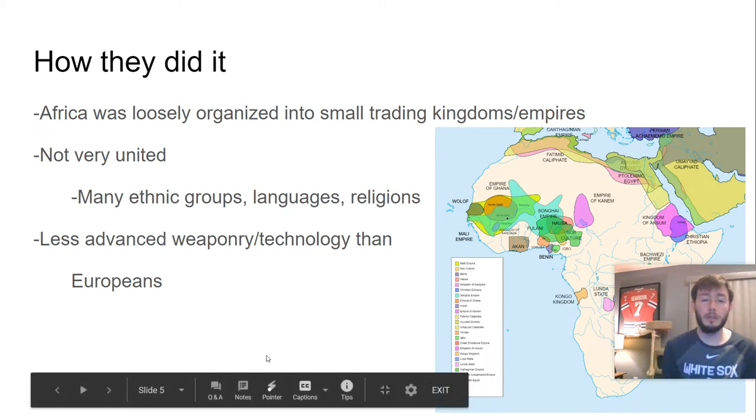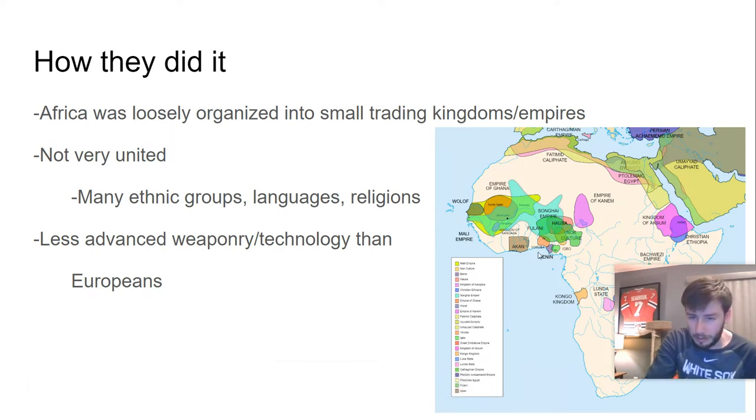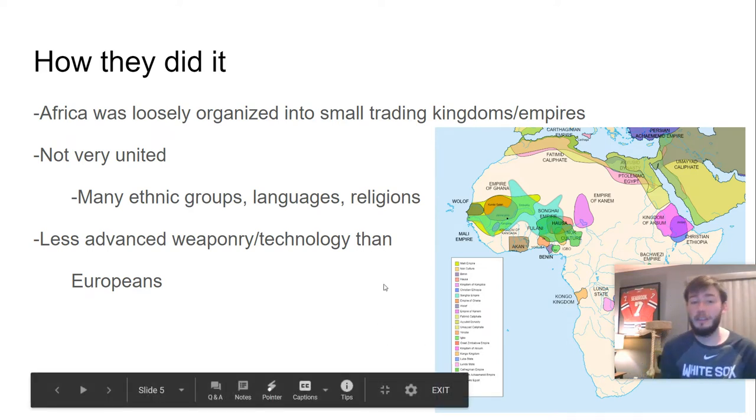Africa was loosely organized into smaller trading kingdoms or empires. You can see on this map that they overlap. They didn't really have clear-cut boundaries. There are entire areas where there's a whole lot of nothing going on, and then other parts that were very congested and set up for trading. I'm not going to give you all the names here, but you can see all the different kingdoms on this key. There were a lot.